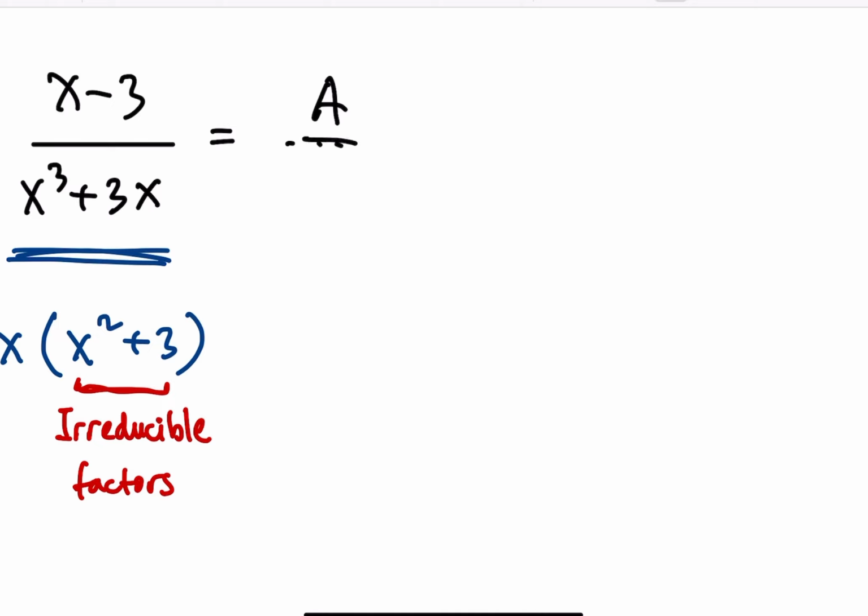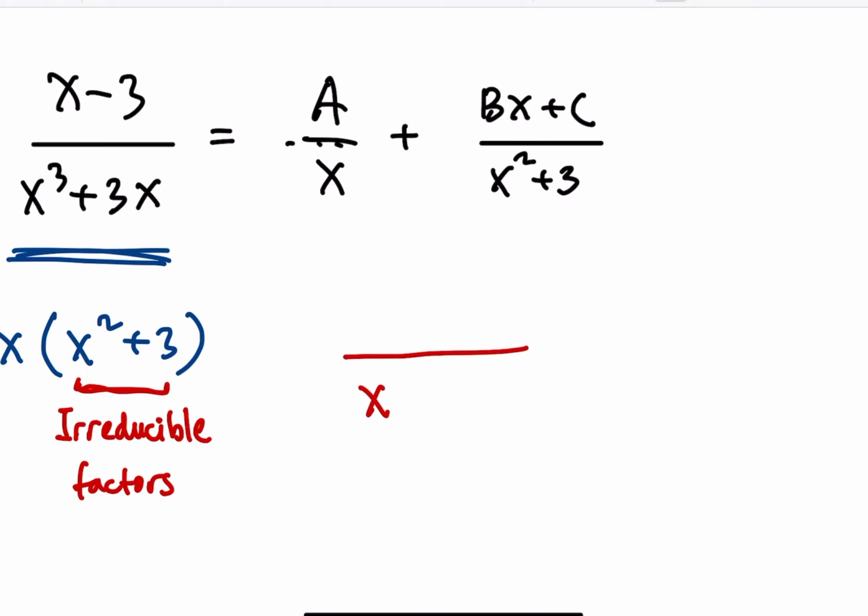So we write a over x plus bx plus c divided by x squared plus 3. So if we have a quadratic on the bottom, then the top will be a linear expression. Okay. And don't worry, we will not have x cubed or higher that we cannot factorize. Okay, we just stop at the quadratic for our study.